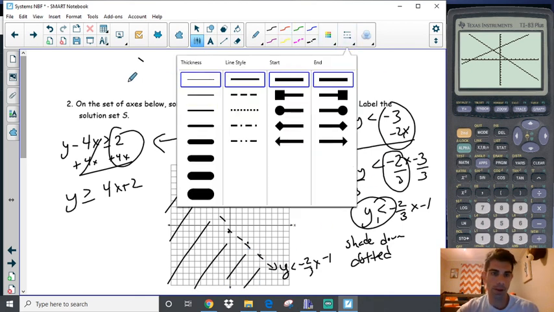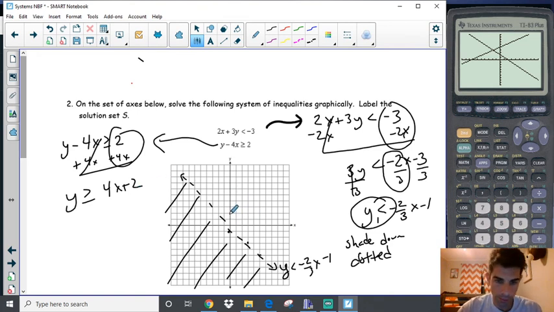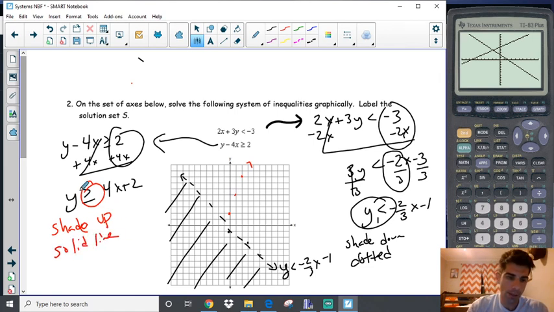Now we'll do the other guy in red, 4x plus 2. It's going to look something like this, sketching it, trying to keep this. Okay, we're going to shade up, because here we're eating the y. And we are going to make a solid line. And why is that? Because there's an equal to, there's a line underneath it. This one's going to have a solid line like this. This guy's going to shade up.